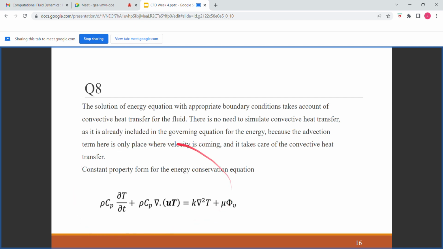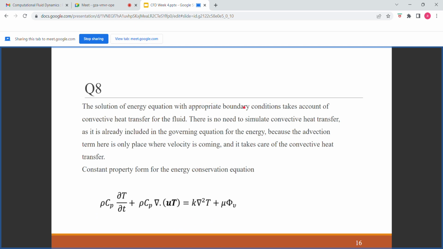This is a constant property form of the energy conservation equation, and this is the advective term. The advective term here is the only place where velocity comes into the picture, and this term basically takes care of the convective heat transfer. So the solution of the energy equation with appropriate boundary conditions takes account of heat transfer for the fluid. So this equation along with appropriate boundary conditions includes the convective heat transfer.